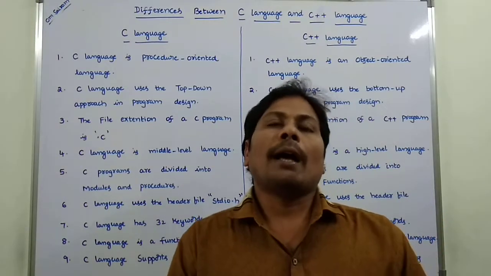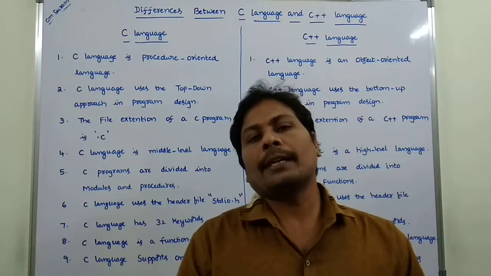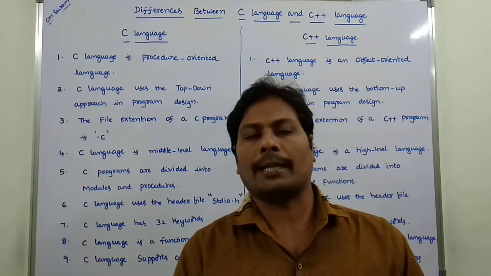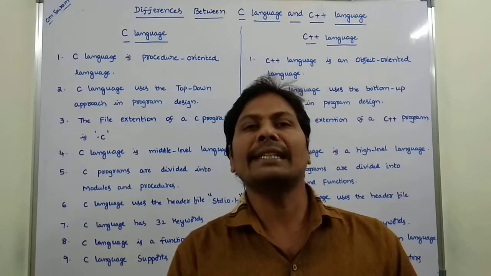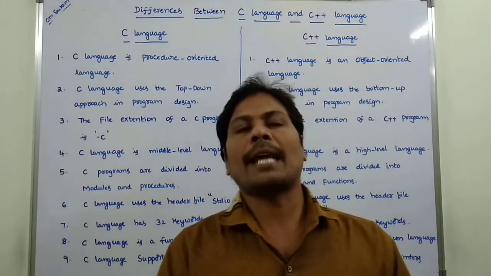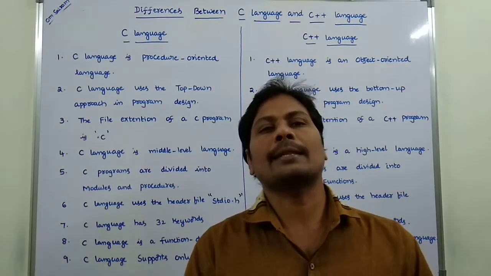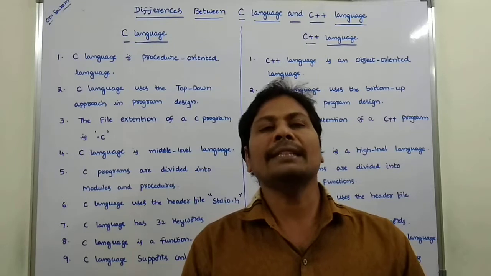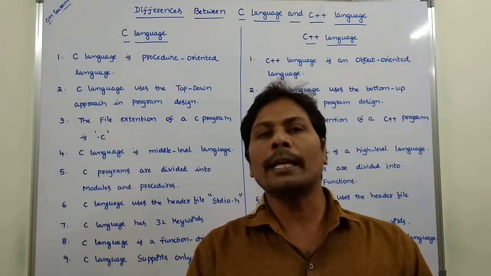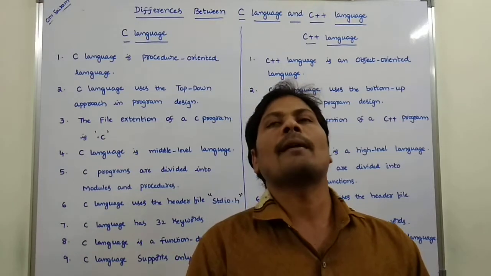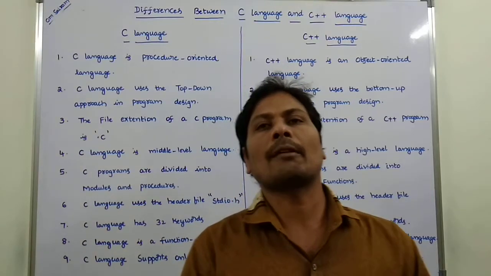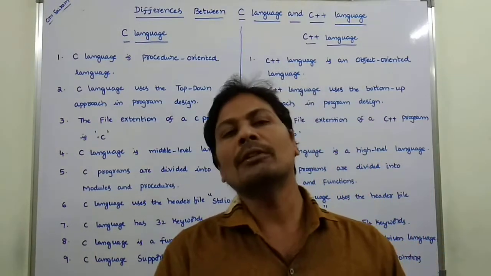Next one, the header file used for C language is stdio.h. That is the standard input output header file. Here the standard input function is the scanf function, and the standard output function is the printf function. Both input and output functions are available in a header file. That header file is called stdio.h.